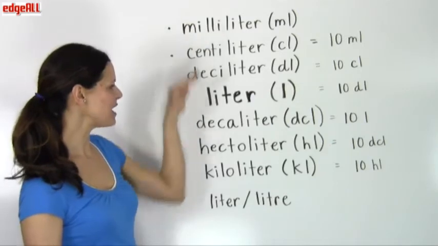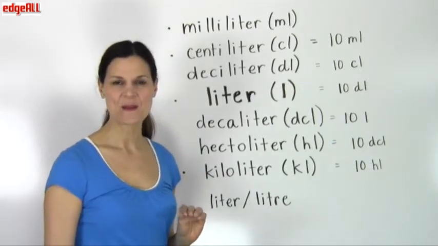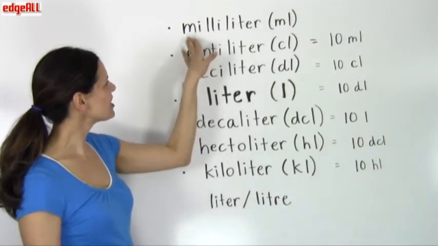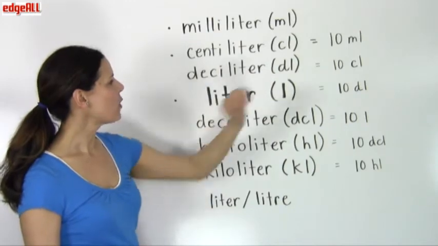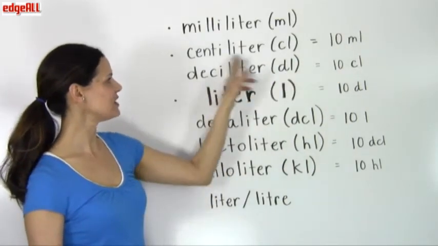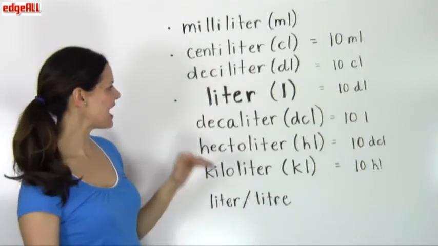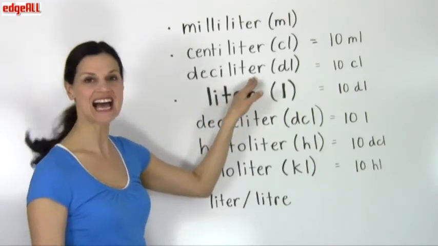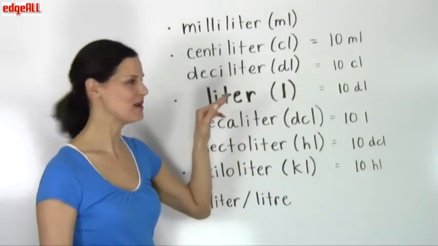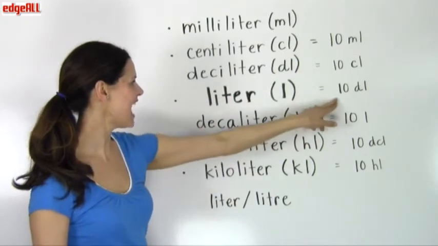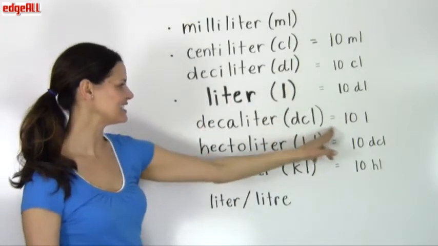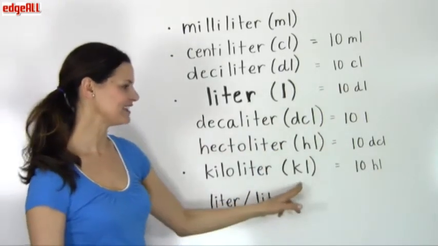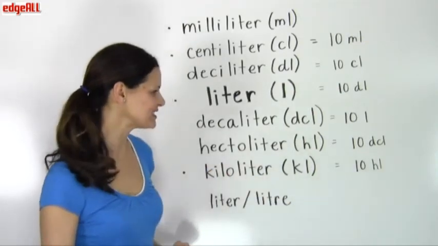All of these measurements are related to one another by multiples of 10. Starting with the smallest, we have the milliliter. Well, 10 milliliters is equal to a centiliter. And as we go down, we can see that each of the measurements is a multiple of 10 times the immediate smaller measurement. So a liter is 10 deciliters. A decaliter is 10 liters. A hectoliter is 10 decaliters. And a kiloliter is equal to 10 hectoliters.